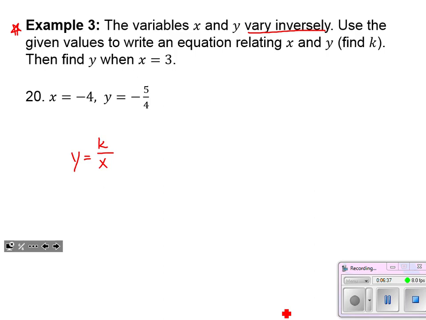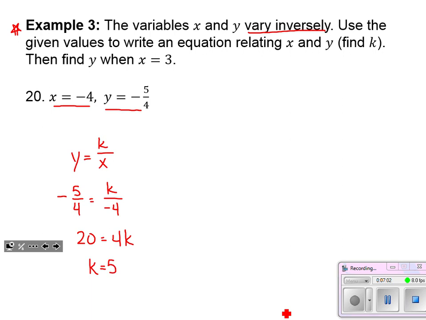Then I'm told that when x equals -4, y equals -5/4. So I'm going to plug those values in. -5/4 equals k over -4. Okay, and to solve a fraction like this, you may remember from Algebra 1 to cross multiply. So positive 20 equals 4 times k. We find that k equals 5.